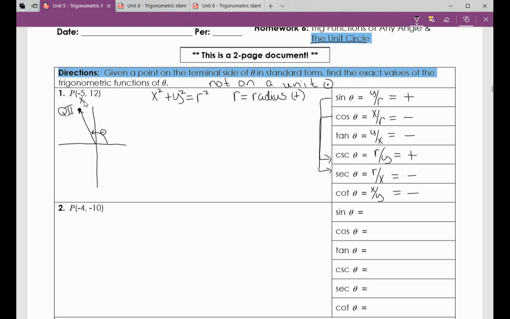So I have x, I have y. The only thing I'm missing is my radius. So I'm going to do the Pythagorean theorem, and I'm going to put -5 squared plus 12 squared equals r squared. I'm going to do the math. That's 25 plus 144 equals r squared. That ends up being 169 equals r squared. So r is 13. A radius cannot be negative.